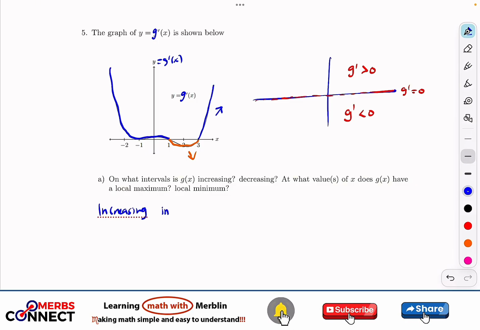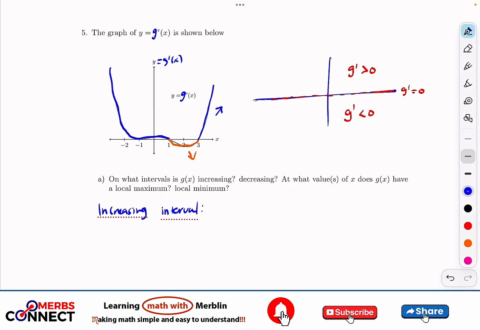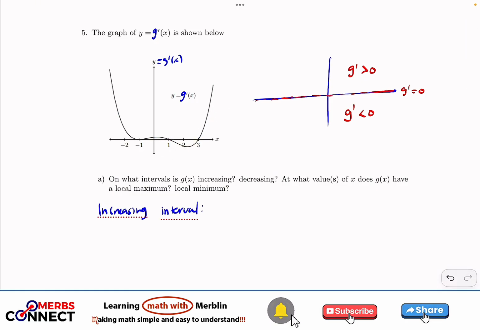Now look at this. Remember, anytime this is equal to 0, this is what? Critical point. So let me now clean the board so that you will see what is happening here. Now we see that at 1, the graph touches this line. So x equal to 1 is a critical point. This is also a critical point because the graph also touches here, and this is also a critical point.